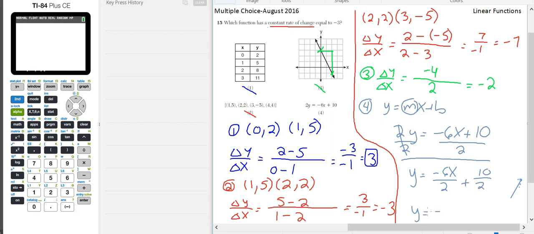Negative 6x over 2 is negative 3x. 10 over 2 is 5. So our slope is negative 3. Our slope is our m value. And since the slope of the entire line is negative 3, choice 4 is the answer to the question.